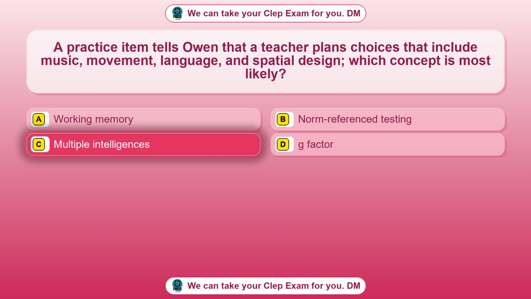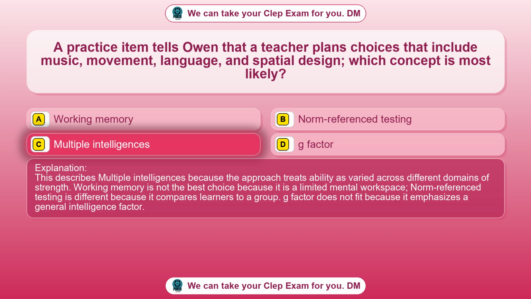Multiple intelligences. This describes multiple intelligences because the approach treats ability as varied across different domains of strength. Working memory is not the best choice because it is a limited mental workspace. Norm reference testing is different because it compares learners to a group. G factor does not fit because it emphasizes a general intelligence factor.